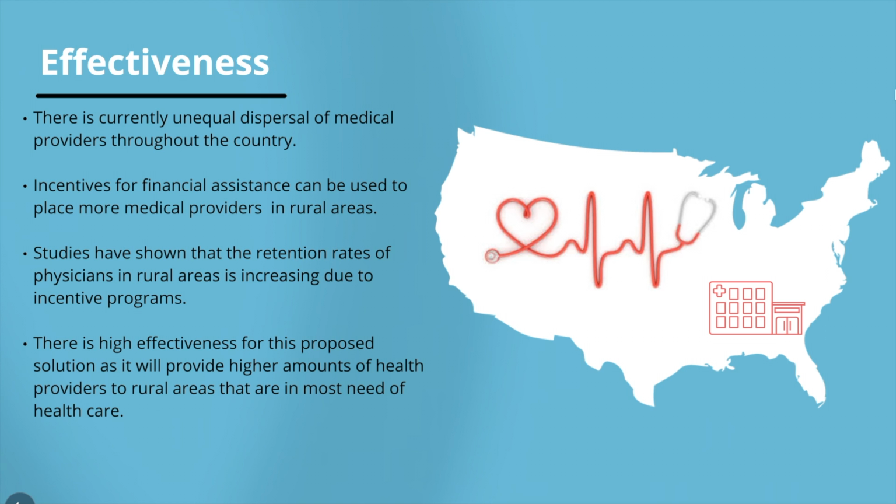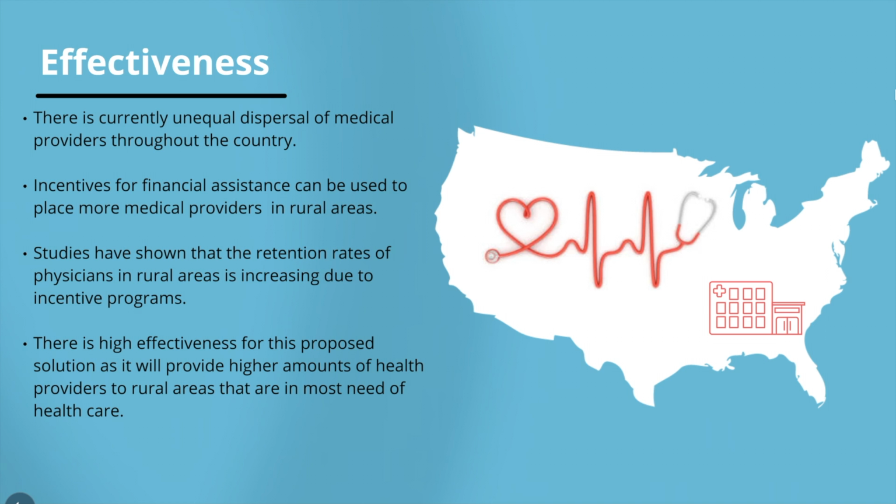I'm going to guide you through financial assistance in rural areas. The first step for this is covering effectiveness of the solution. Currently, there is an unequal distribution of medical providers throughout the United States. Using physicians in Florida as an example, presently there are 25 physicians per 10,000 people in metro areas and 8 per 10,000 in rural areas.